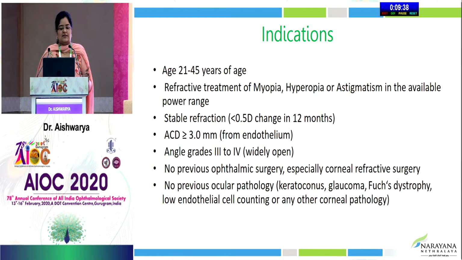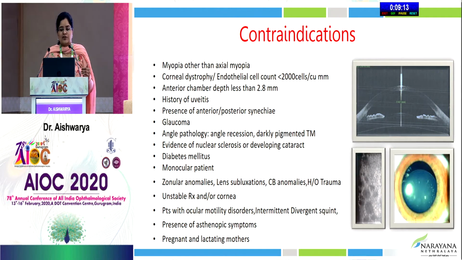Now, our textbook states certain indications: 21 to 45 years of age, high myopia, stable refraction, less than 0.5 diopter change in 12 months, angle grades 3 to 4, that is von Herick's, no previous ophthalmic surgery, no previous ocular pathology like keratoconus, which is actually an off-label use currently, glaucoma, Fuchs dystrophy, etc. The contraindications are much more, but the main ones are bad cornea, that is poor endothelial cell count, zonular abnormalities, patients who are having ocular motility disorders, intermittent divergent squint, monocular patients, patients who are pregnant and lactating, diabetes mellitus, etc. And of course, the presence of trauma.